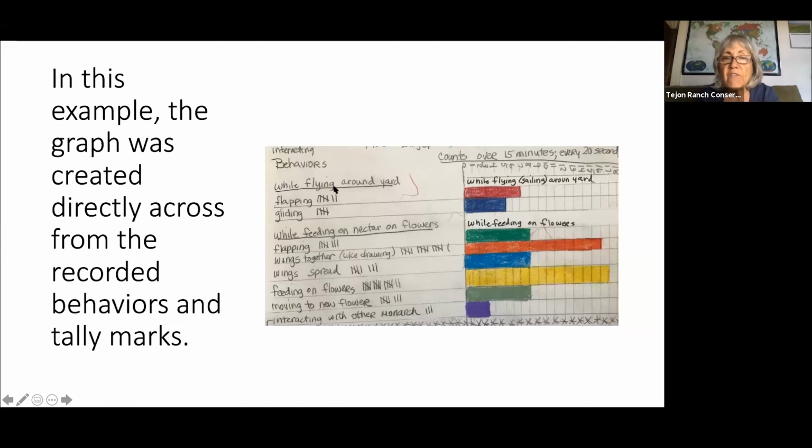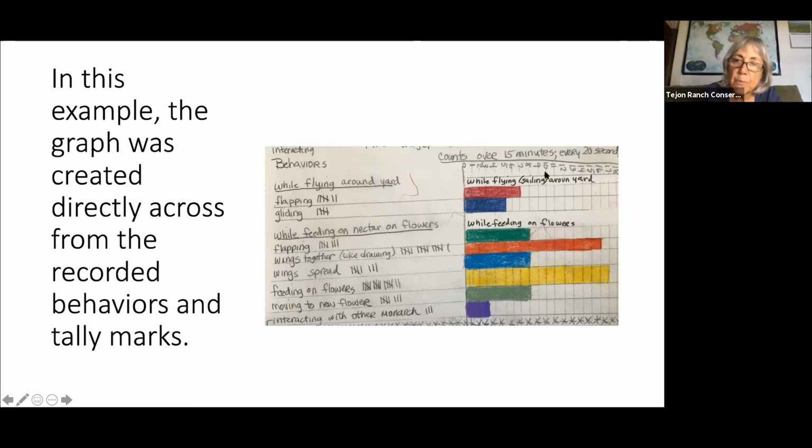So here I wrote while flying around the yard, and there were 2 behaviors I saw. And then while feeding on nectar on the flowers, and there's 1, 2, 3, 4, 5, and 6 behaviors I saw. So there's a total of 8 different behaviors that I saw. And then here's my frequency up here. You don't have to do it in the same format that I did it. But what I was doing was actually creating the bar graph directly across from my tally marks. So that's why it's designed this way, but you don't have to design it that way. If you turn it this way, it works just fine.